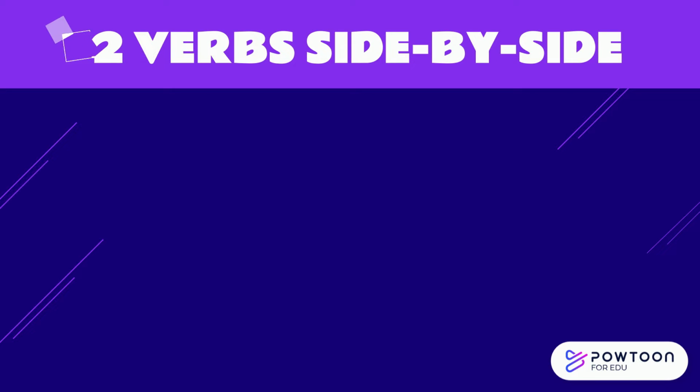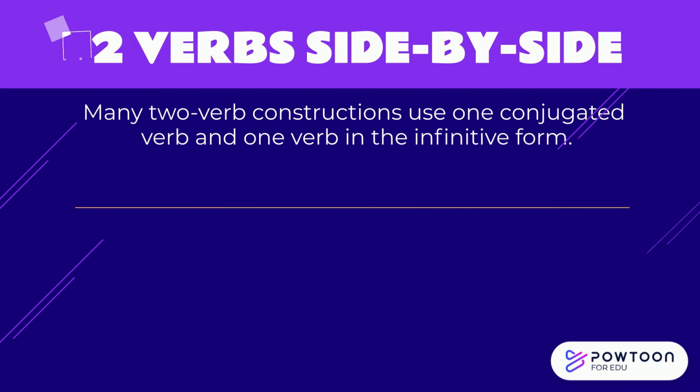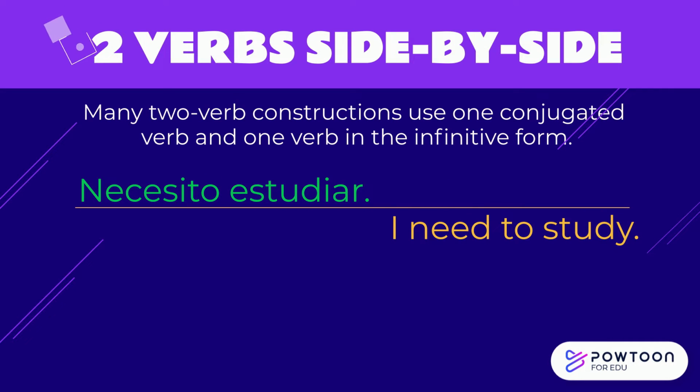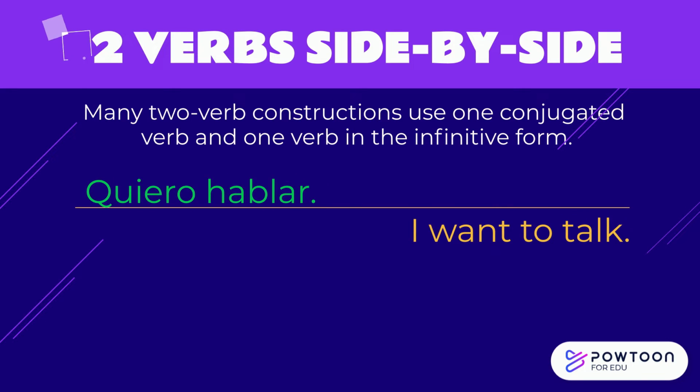This means you have two verbs next to each other, and one of them isn't conjugated correctly, probably the second one. The general rule is that the first verb is conjugated, but the second isn't. For example, I want to talk would be quiero hablar.